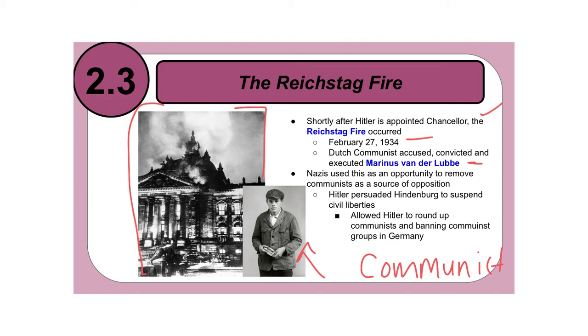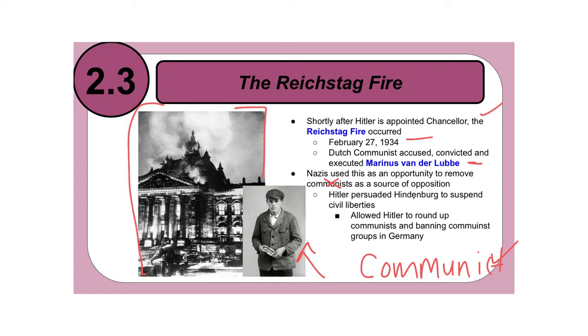Now, Nazis used this as an opportunity to remove communists as a source of opposition. Since they blamed the communists, people started looking at the communists in a different light and saying, wow, these people really are shady and we don't want them to be part of the government. Since the Nazis started turning their backs on the communists, the German people started doing the same.